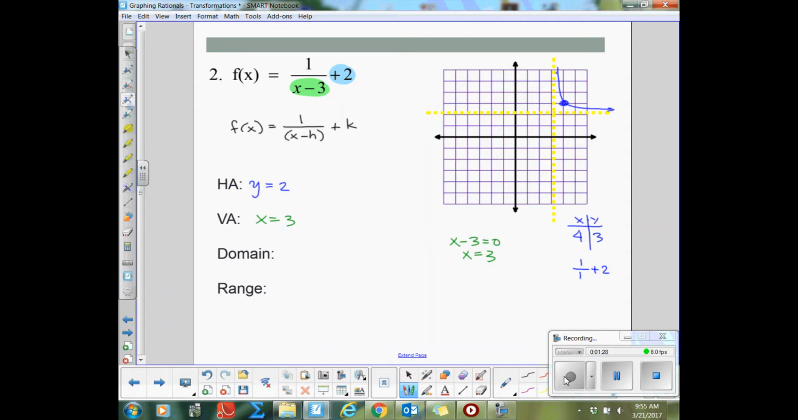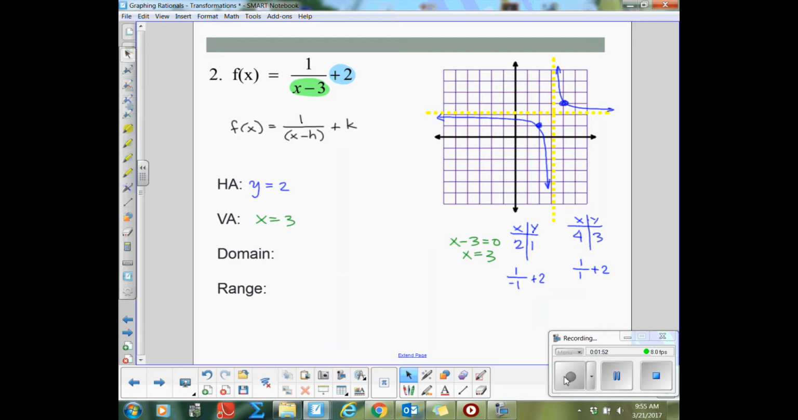On the other side of the graph, I'll plug in a value to the left of x equals 3. 1 over negative 1 is negative 1, plus 2. And that graph is the same exact shape as the parent function, except it was shifted to the right 3 and up 2.